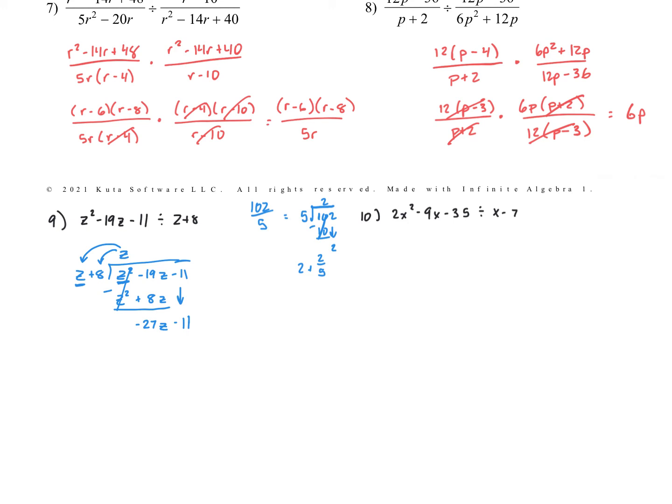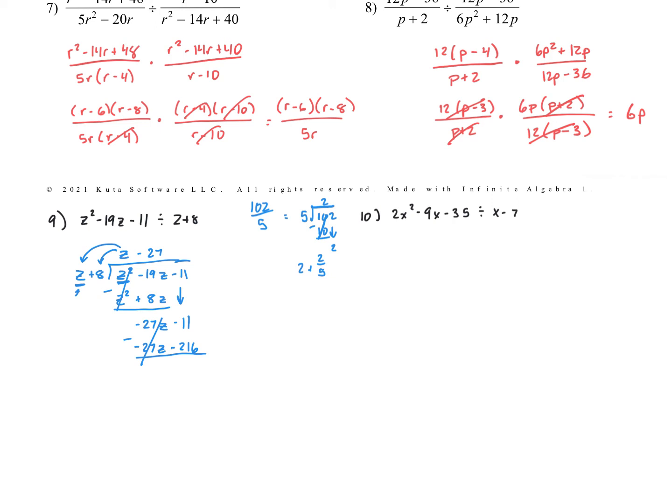Okay, so I'm still looking at my first term, and now I'm looking at negative 27z. So what times z will make it negative 27z? Answer, negative 27. So negative 27 times z will give me a negative 27z, as planned. And then negative 27 times 8 is a negative 216. I'm going to subtract. The negative 27z's will cancel out. And now I have negative 11 minus a negative 216.